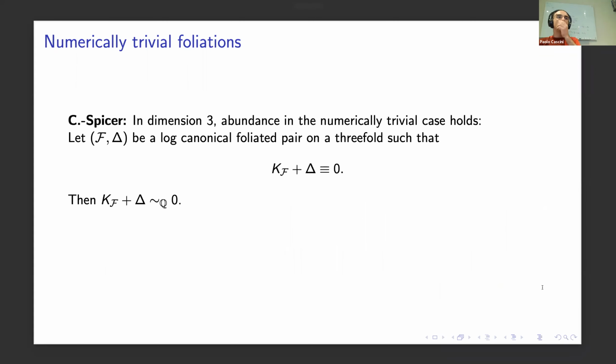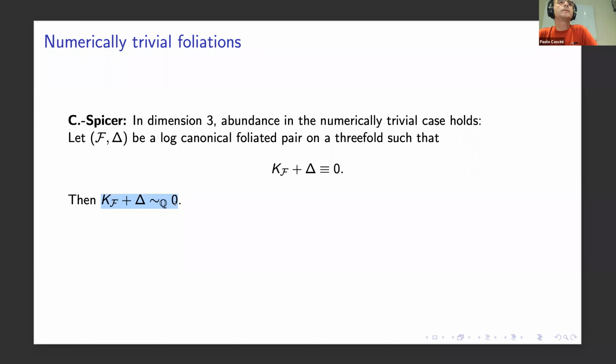Okay, so on the other hand, and this is what I was hiding before, in some cases, abundance is true. So in the numerically trivial case, at least in dimension 3, I will mention more results later on, but at least in dimension 3, abundance is true. So if we know that we have a log canonical foliated pair on a threefold, such that K_F plus Delta is numerically equivalent to 0, then K_F plus Delta is semi-ample. So in other words, it's torsion. This is the equivalent of a theorem by Kawamata for varieties.